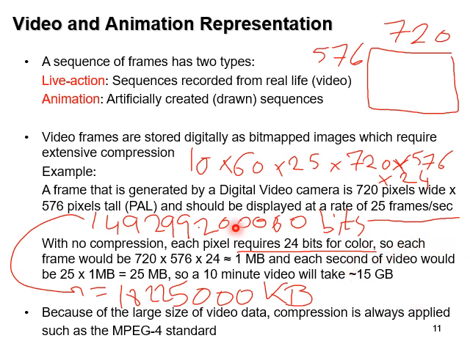Okay, so in general, this means that if you have 10 minutes of video and you are storing each frame, or every pixel in each frame, in 24 bits, and you have 25 frames per second to display, in total that 10-minute video will take about 15 gigabytes.